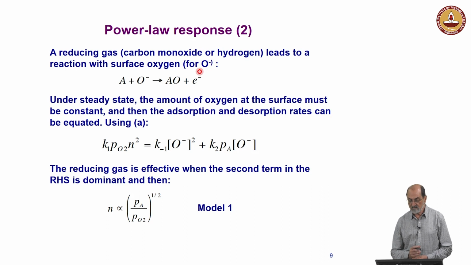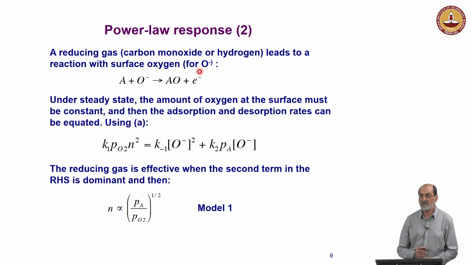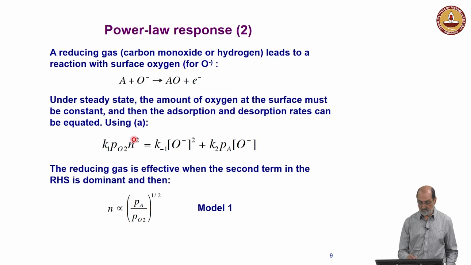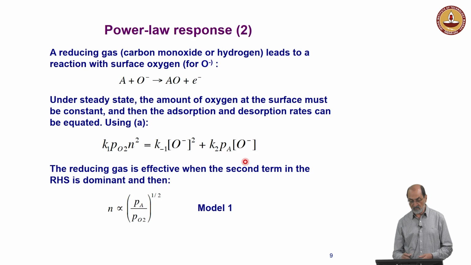So under a steady state, the amount of oxygen should be constant. And for that to happen, the absorption and the desorption rates have to be the same. So we can equate the desorption rate with the absorption rate. Well, oxygen is absorbed at the surface at this rate. It's going to be proportional to the pressure of oxygen and n squared, as we did before. This is the absorption rate. And how is the oxygen going to be desorbed? Well, as it was before. Since it's a second order reaction, it's going to be proportional to the density of ion oxygen to the square.